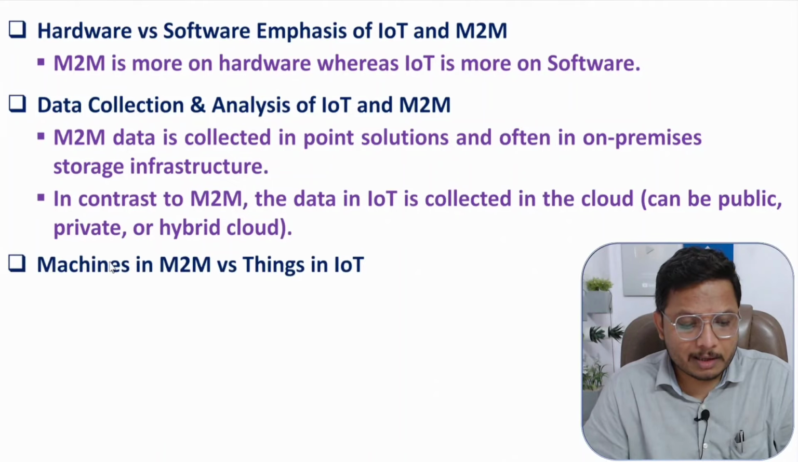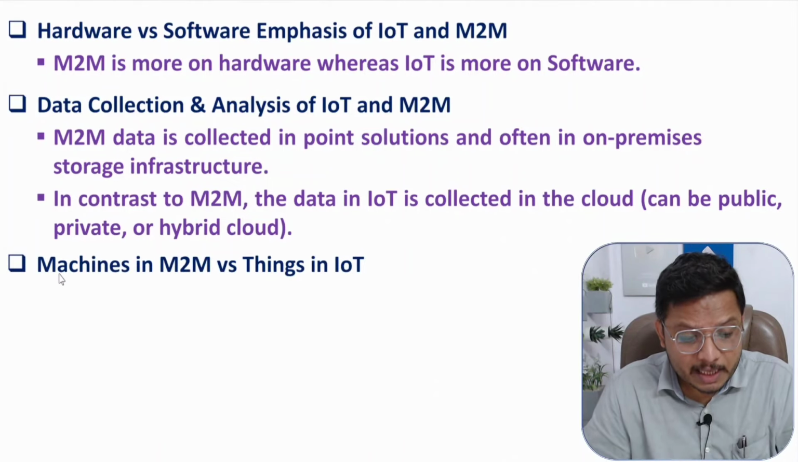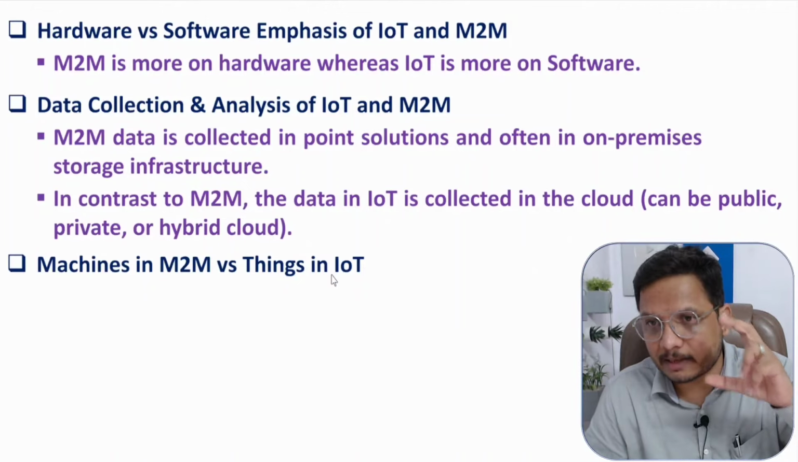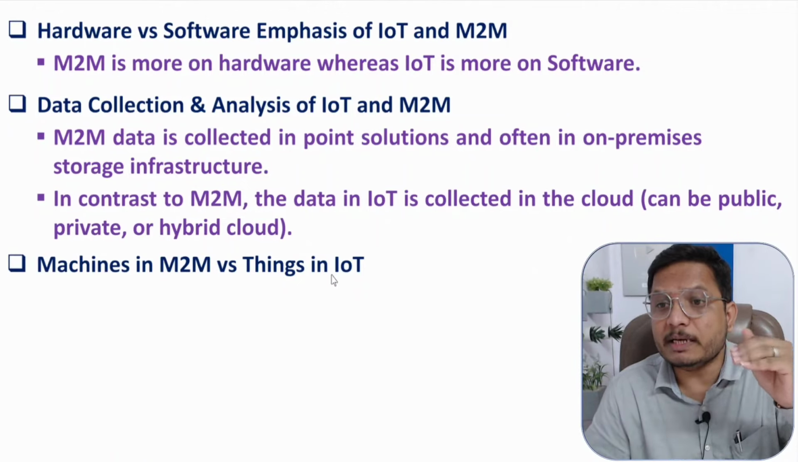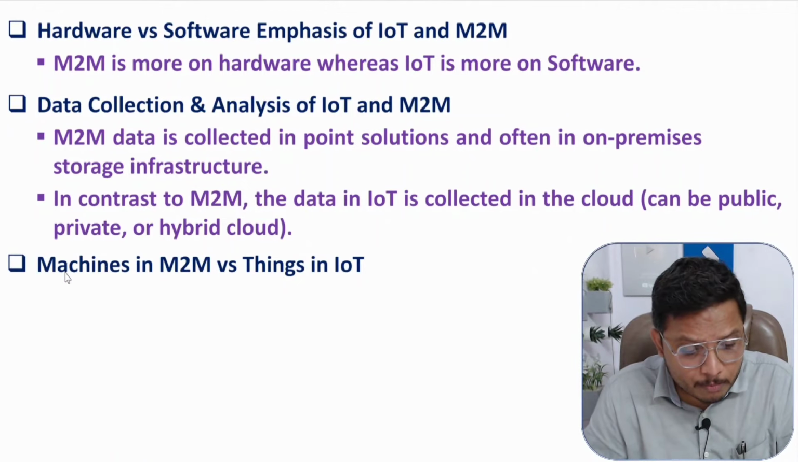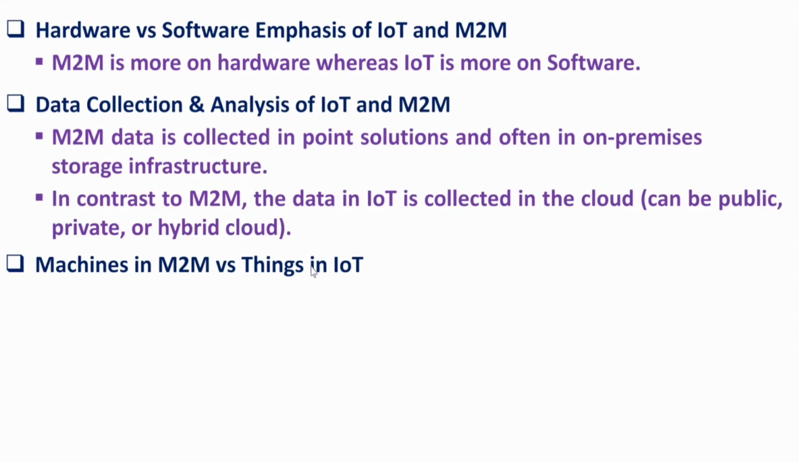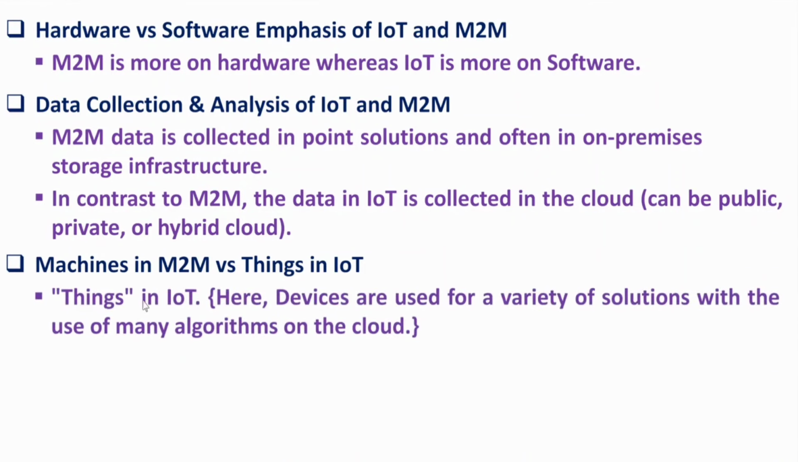Now, let us try to understand the basic meaning of machines in M2M and things in IoT. IoT means Internet of Things, and M2M means machine to machine. So what is the meaning of machines in M2M and things in IoT? Let us try to understand that. When you talk about things, devices are used for varieties of solutions, and that is what we are providing from the internet.